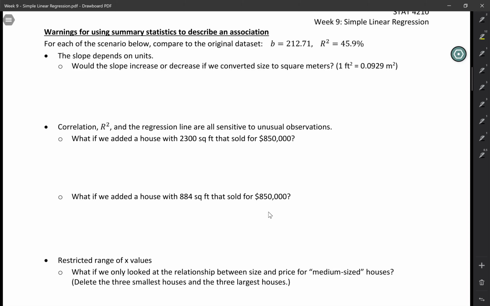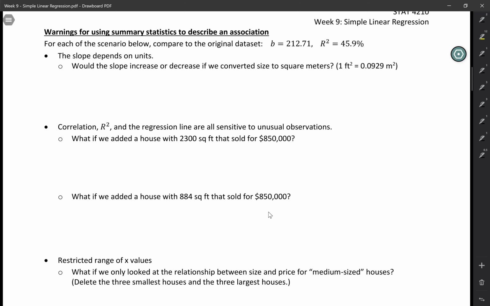Summary statistics are definitely useful for describing an association, but it's also important that we keep in mind how little changes to the data set can affect these values. So one thing to keep in mind is that the slope depends on units. When we talk about the slope, that's the predicted change in y in whatever units you're using for the response for a 1 unit change in x.